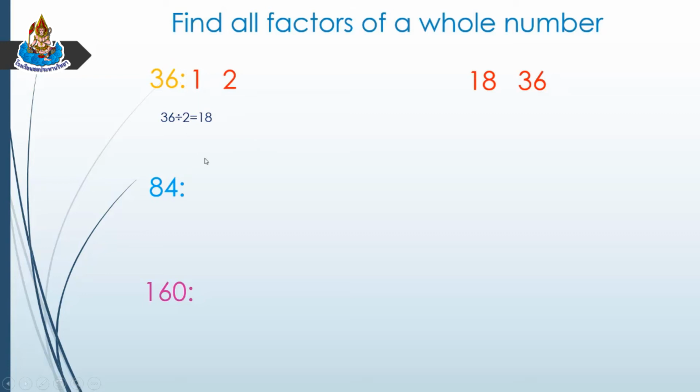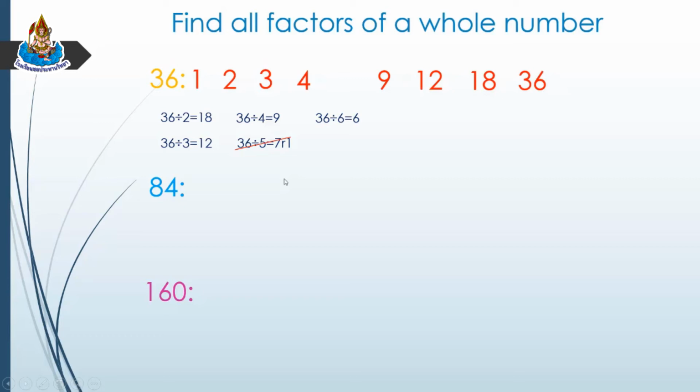Let's try to divide by 3. And again, we don't have a remainder. So we got another two factors, 3 and 12. Let's try 4. And 4 will give us another two factors, 4 and 9. What about 5? No, 5 cannot divide 36 without remainder. So 5 is not a factor.